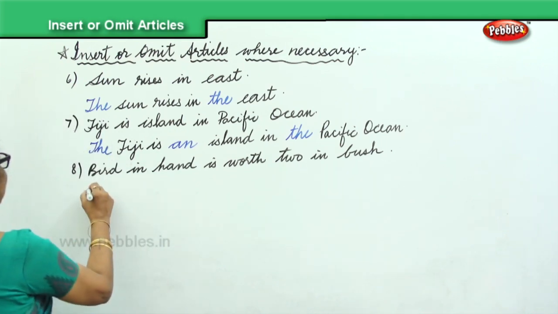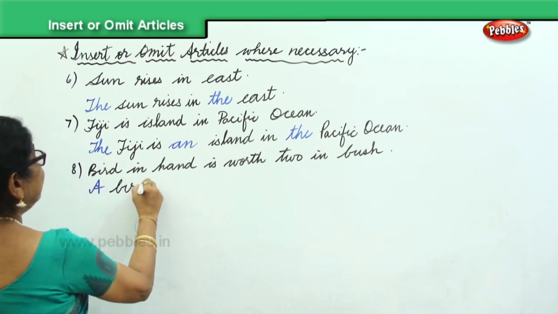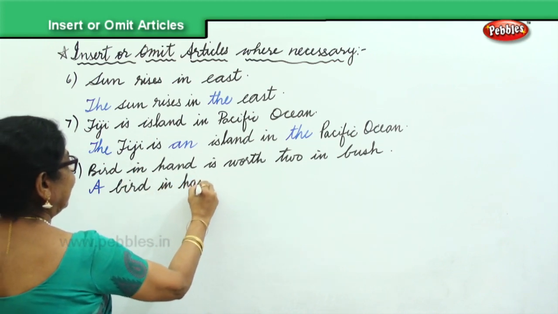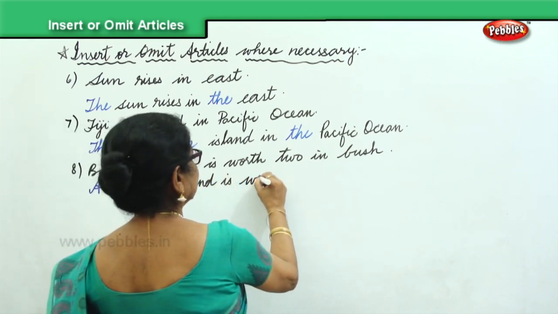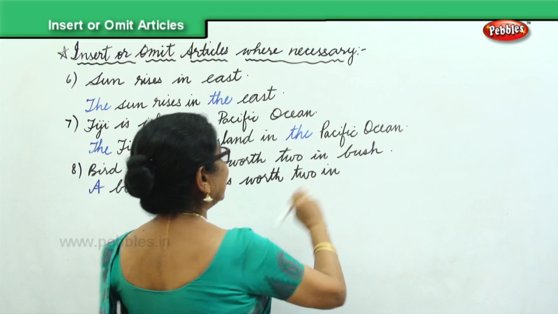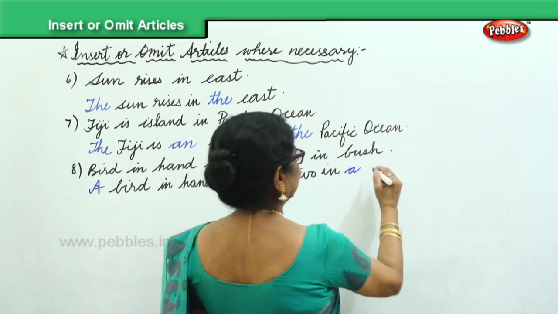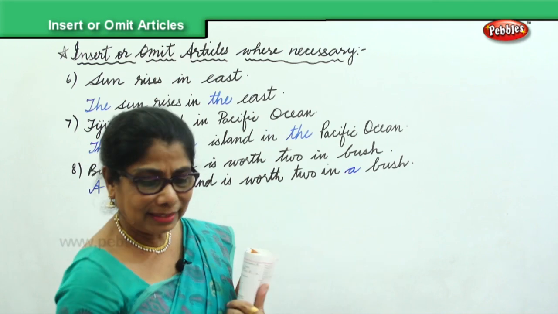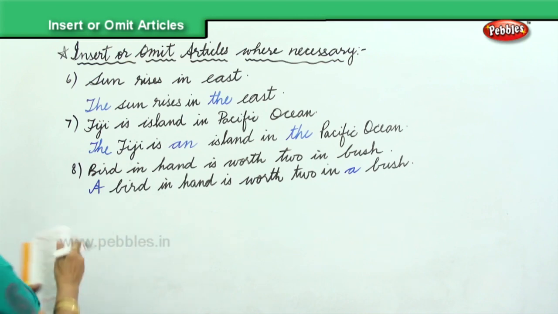So it will be a bird. A bird in hand is worth two in a bush. So we learn to insert. A bird in hand is worth two in a bush. Okay, another one.